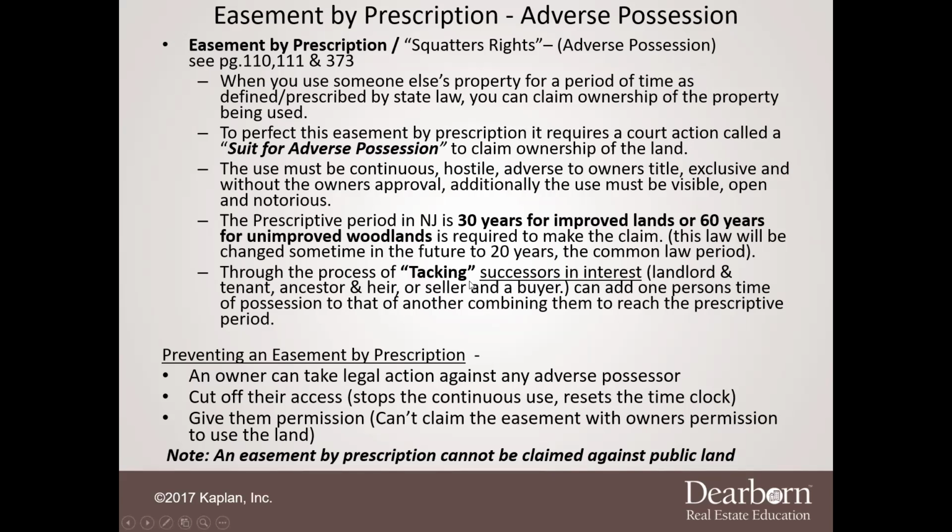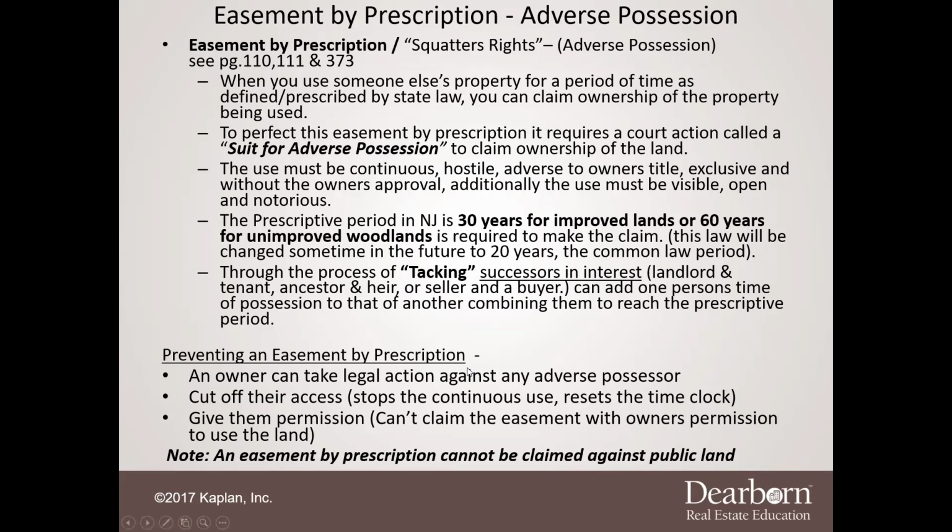Now, through the process of tacking, successors in interest, they call this tacking. Successors in interest, like a landlord and a tenant, or an ancestor and an heir, or a buyer and seller, can add one person's time of possession to another's, combining them to reach the prescriptive period if they weren't there for that entire 30 years, per se.